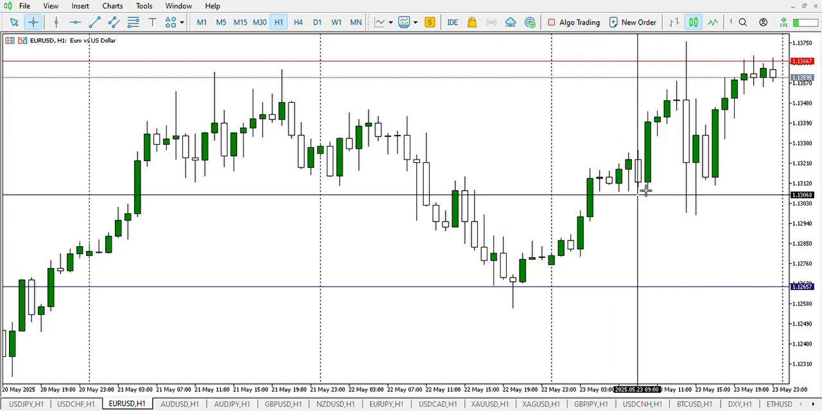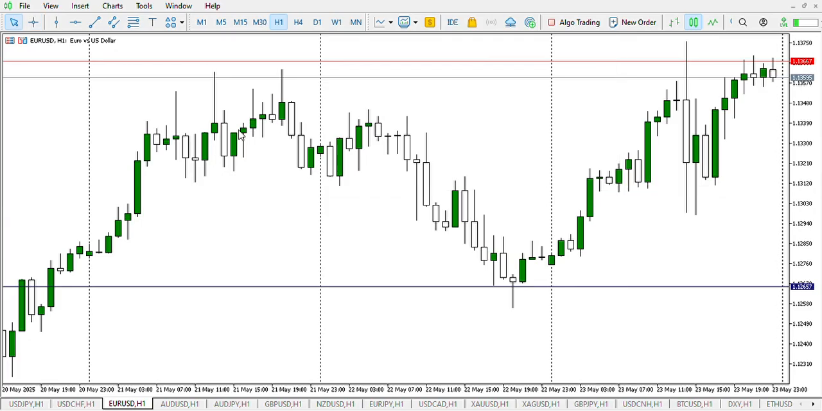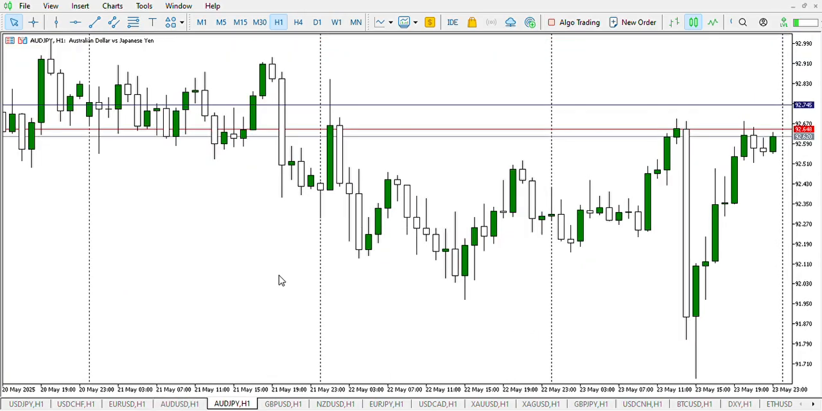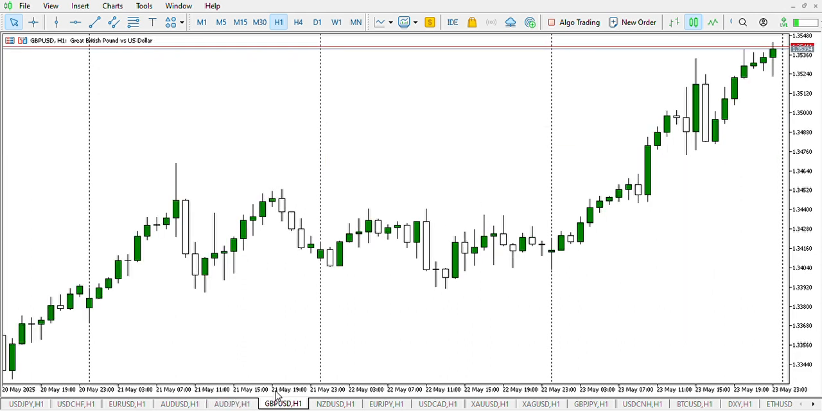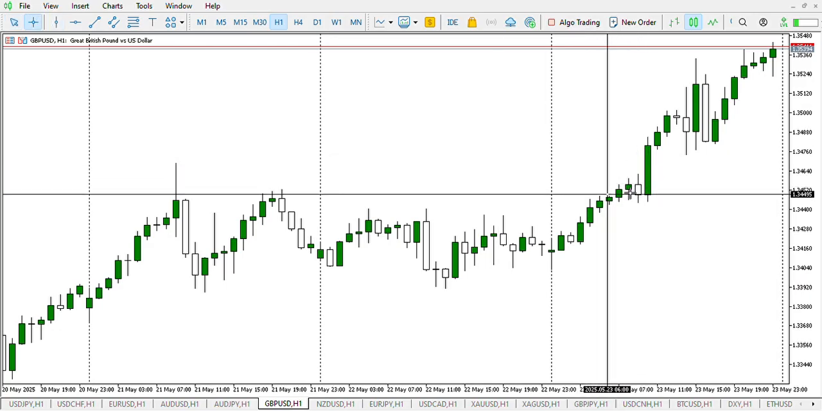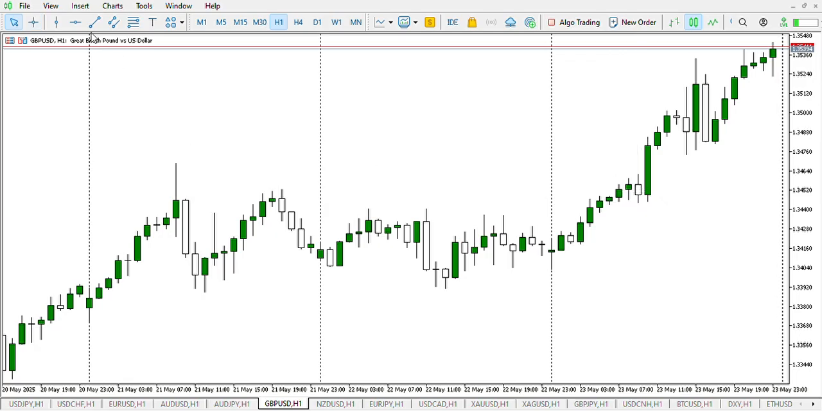So let us look out for more opportunities and see how price reacted during the London session. On AUD/JPY, no strong support or resistance during the London session. Right here on GBP/USD, no strong support or resistance during the London session as well. However, let's just look out for this. During the London session, a strong resistance was formed within this zone, but price broke it.